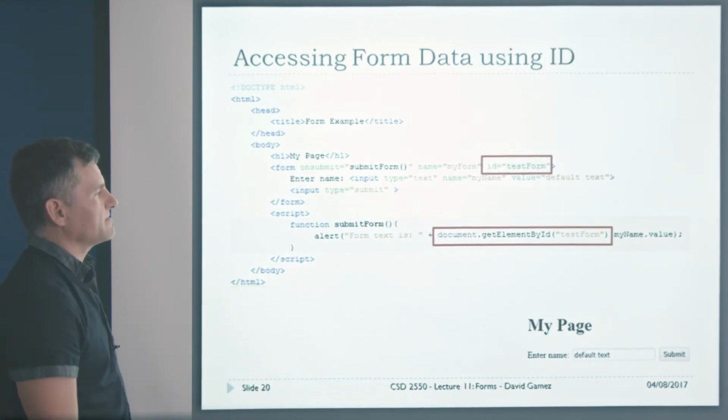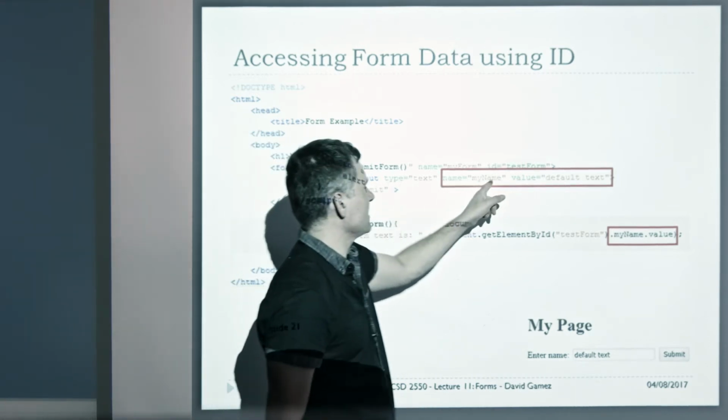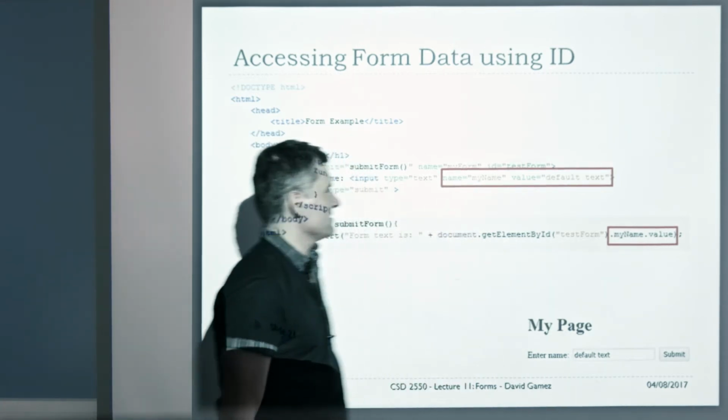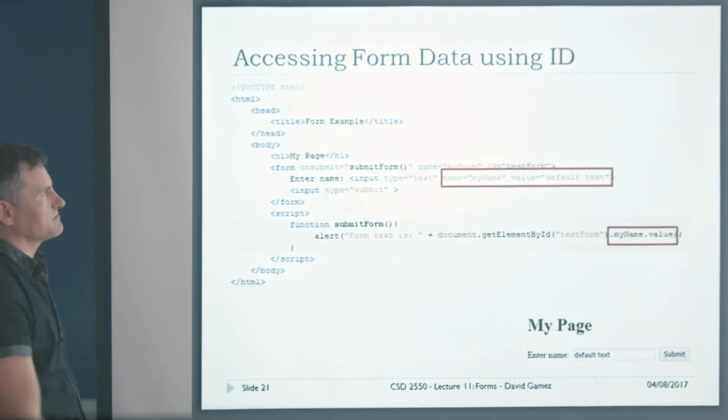So we're getting the element test form, and then we're getting my name, which is this input field here, that has a name called my name, dot value. So that's one way you can access it, using the ID of a form.